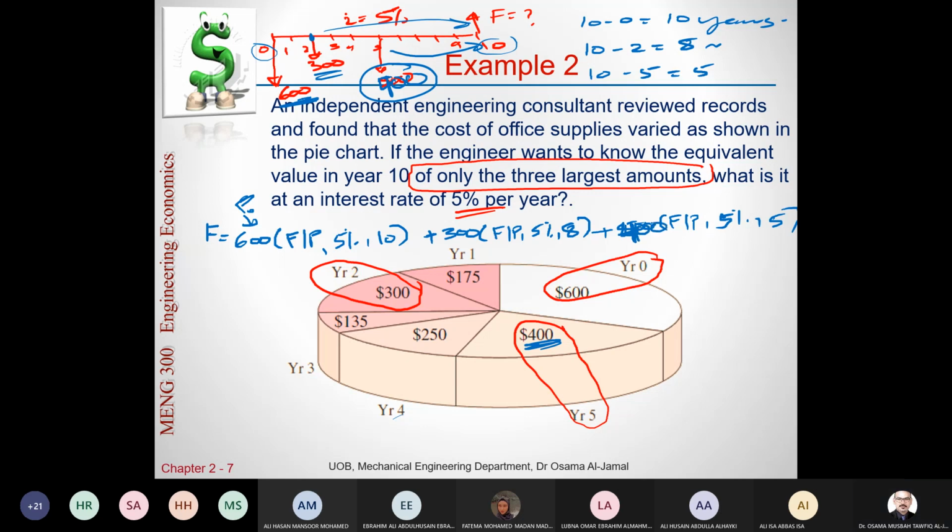$400. Now, if you want to solve it, you can use the calculator, the compound. Do it now. Give me the answer for the first one, the second one, the third one. Do it now, very fast. First one is 977.34.